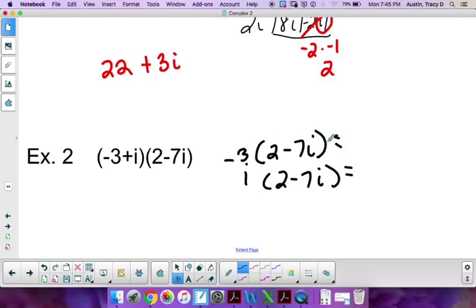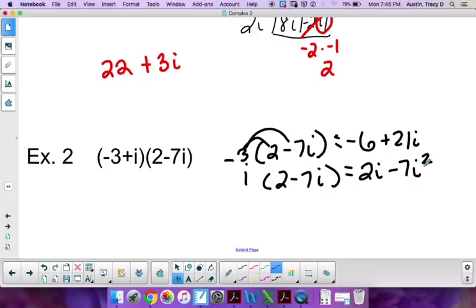If you do the double distributing, you're going to get negative 6 and 21i, because you're distributing the negative 3. And then you're going to get 2i, and you're going to get negative 7i squared. Again, that's just from distributing the i. And then go back and do your simplifying.